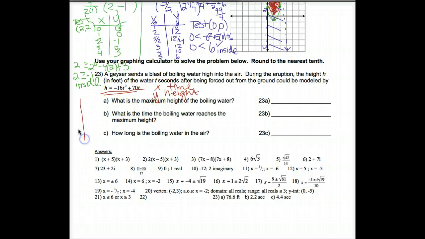So when you graph it, remember it's a real life problem. You're going to have to adjust the window. So you need to make it go up high enough so that you can see your vertex. It should look something like this. When it asks for the maximum height, that's asking for the y coordinate of the vertex. This is the max. So we want y coordinate of the maximum. So to do that, you do second trace, max. Do left bound, right bound, and it should, hopefully, spit out the answer for you.